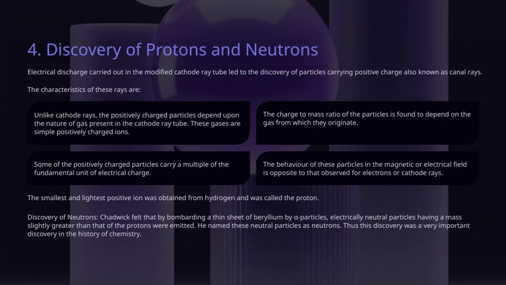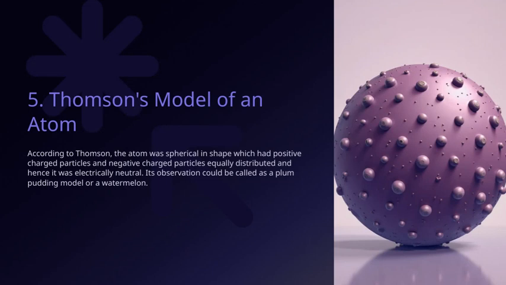According to Thomson, the atom was thought to be spherical in shape. It had positive charged particles and negative charged particles that were equally distributed throughout, which meant the atom was electrically neutral. This idea was quite revolutionary at the time because it suggested that atoms had an internal structure.